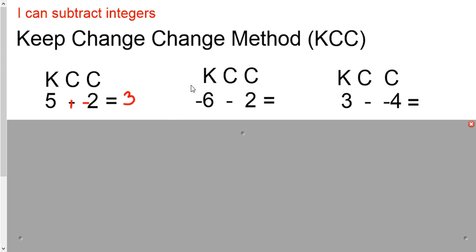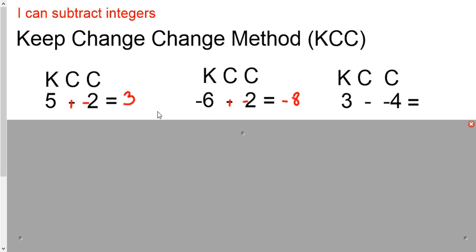3. Okay, so let's take a look at the keep, change, change method again. This is a subtraction problem, so keep the sign of the first number, change the sign of subtraction into addition, and is this a positive 2? Yes, so it becomes a negative 2 with that second change. Negative 6 plus negative 2 is negative 8.